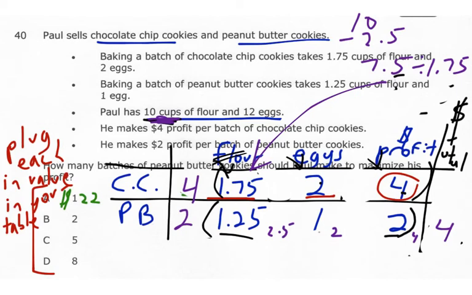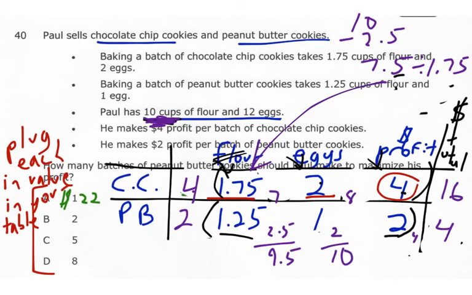So now 4 times 2, and I can double check this. So 4 times 1.75, like I said, we have a calculator. It gives us 7. So if I add that up, I have 9.5 cups of flour. So I'm still under my 10 cups, right? So that's good. 4 times 2 for eggs gives me 8. 8 plus 2 gives me 10 eggs. And then 4 times $4 in profit gives me $16.